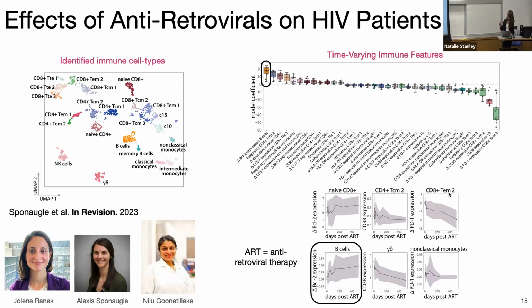I think work like this is nice if you really want a mechanistic understanding of exactly what a treatment does and what it's changing, either in terms of frequency of cells or in terms of function of cells. Depending on the question you're interested in, whether frequency or function information is more useful is application specific.